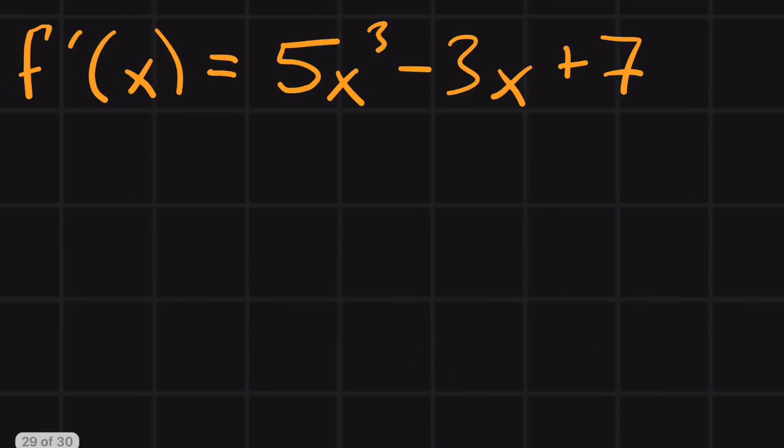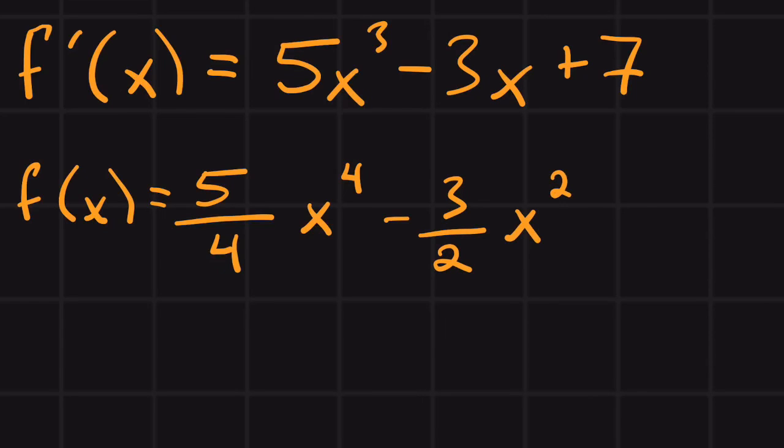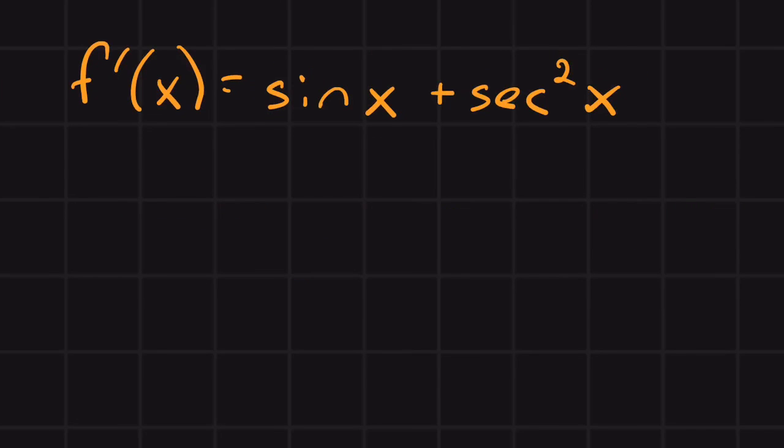Here's another polynomial, 5x cubed minus 3x plus 7. So f of x would be 5, and then if we add 1 to the exponent, you have a 4 in the denominator, times x to the 4th power, minus 3. If you add 1 to the exponent, you'd have a 2. So put 2 in the denominator, and then x squared. We have a constant of 7, so just stick an x next to that, and then write your plus c at the end.